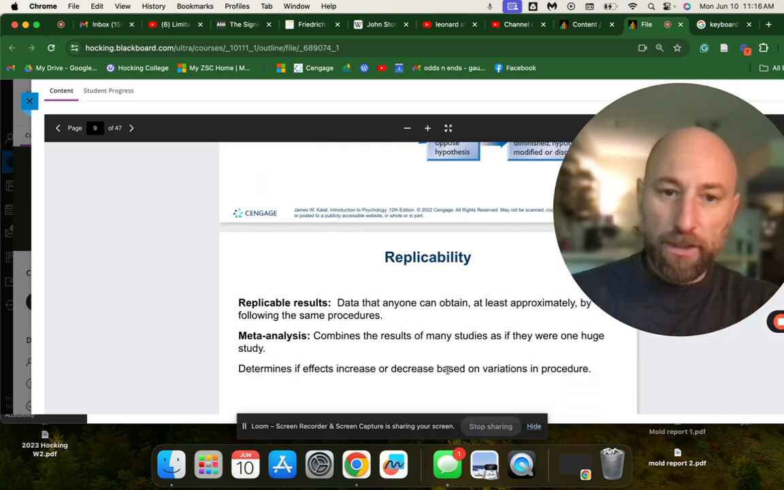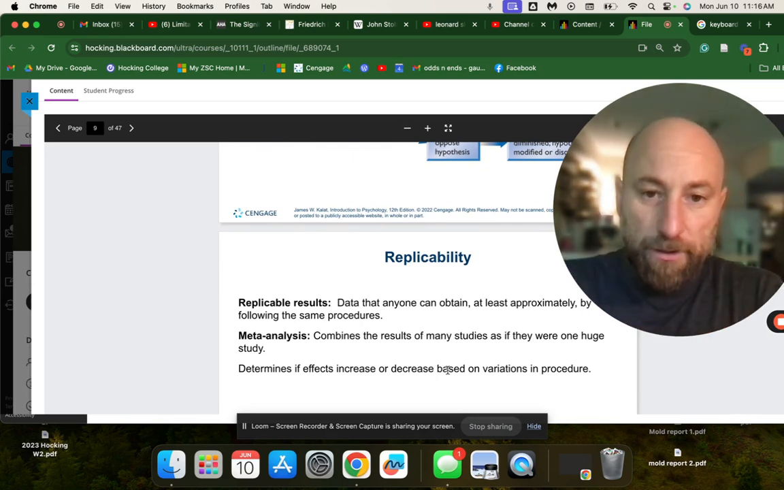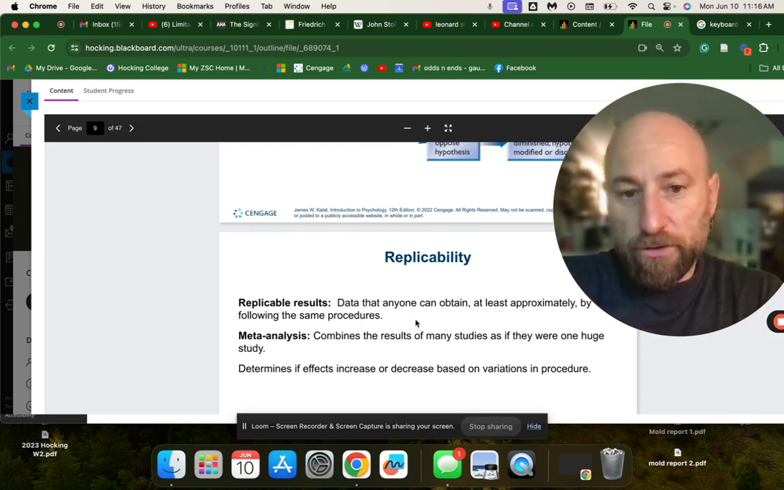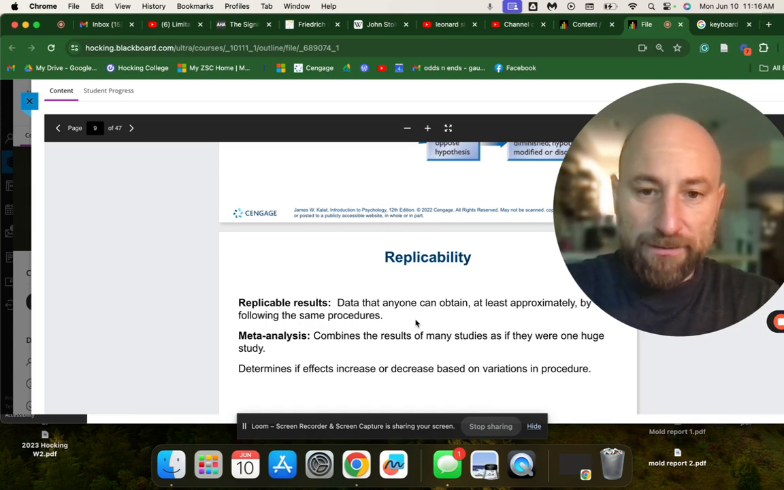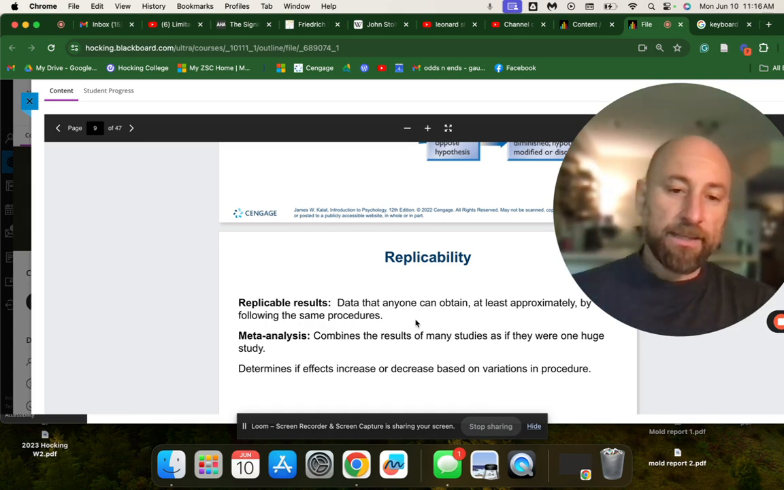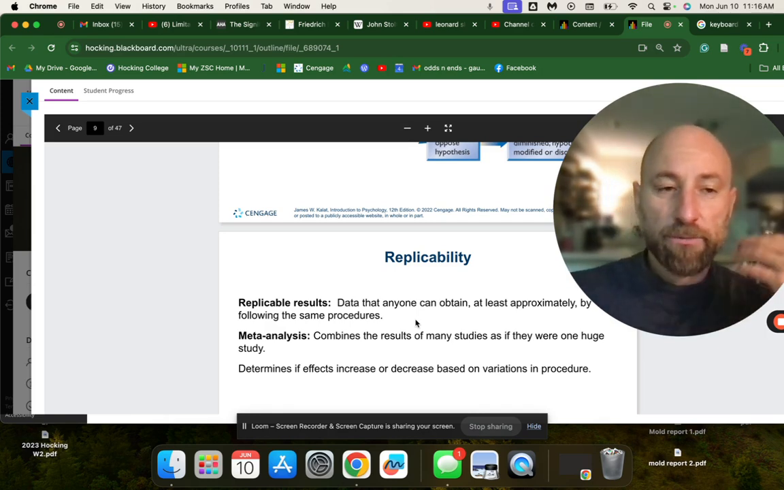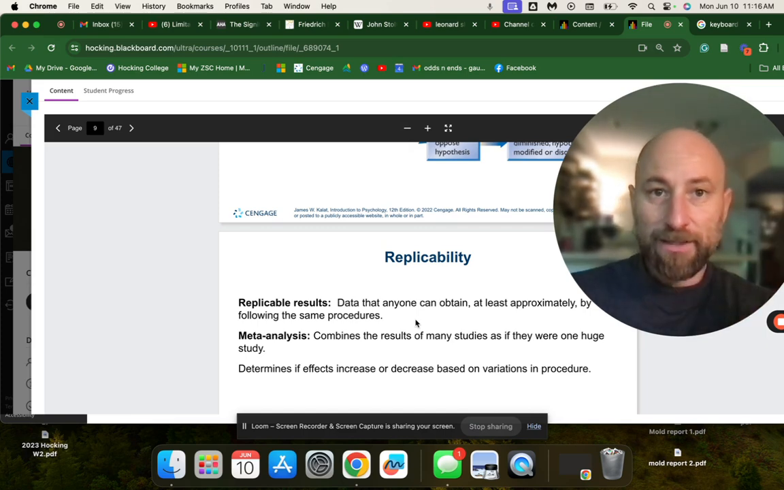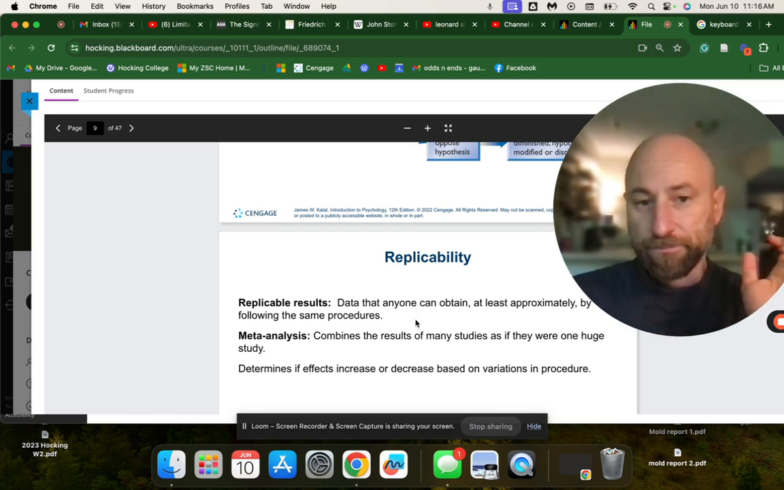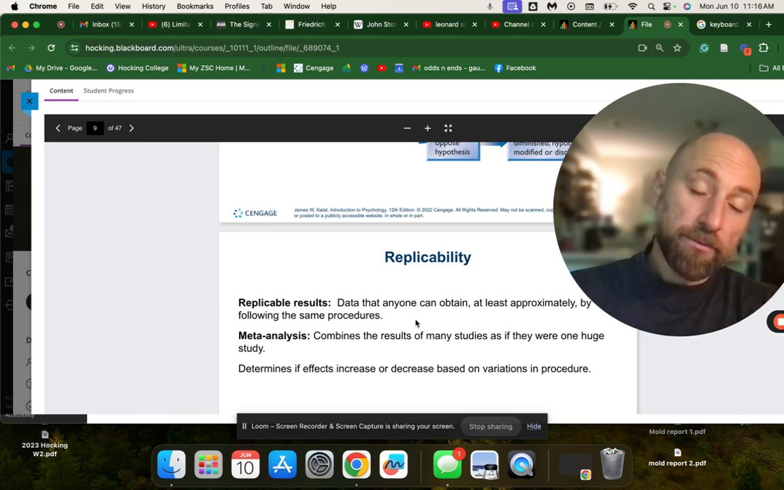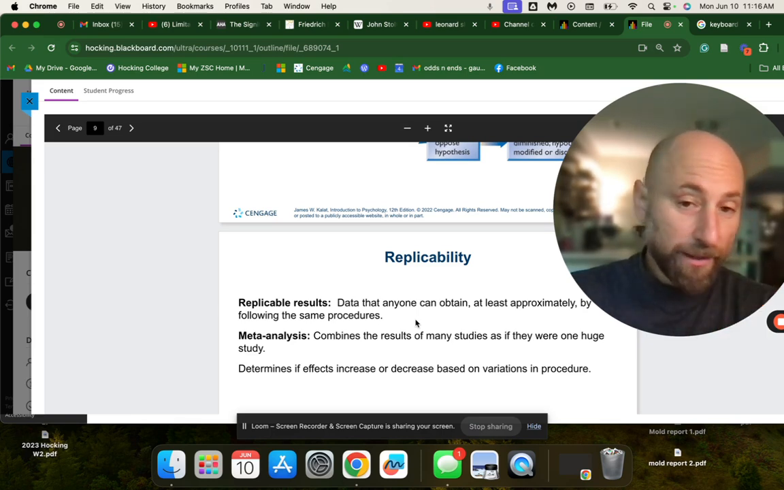All right, replicability. Replicable results are data that anyone can attain, at least approximately, by following the same procedures. So in a scientific paper, a study that you publish, there'll always be a method section where you explain exactly how you conducted your experiment, so that any other researcher can read your method section and should be able to do your experiment and get the same result. So that is for purposes of direct replicability.